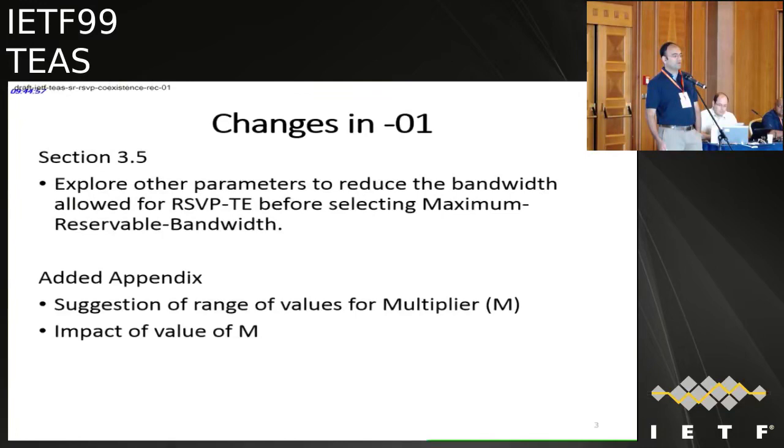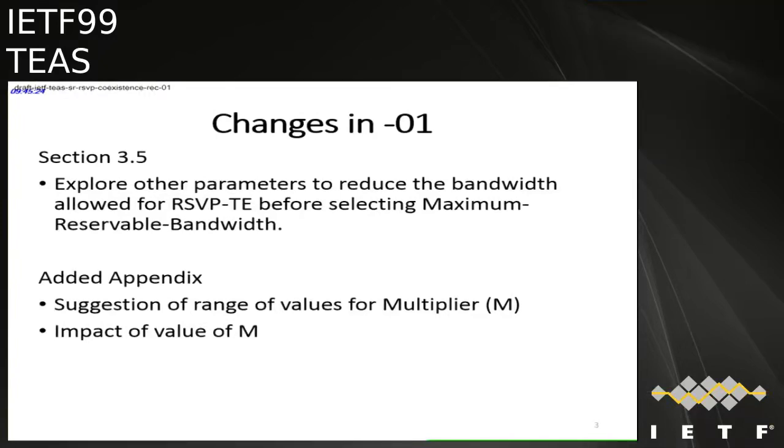So in summary, what were the changes? There's a section 3.3.5 in the document which talks about a certain procedure on how to do SR-RSVP coexistence. The solution dived into using maximum reservable bandwidth. So this text provides a little bit more clarification on what else we could have done to adjust bandwidth, and it finally ends in the conclusion as to why we picked maximum reservable bandwidth.